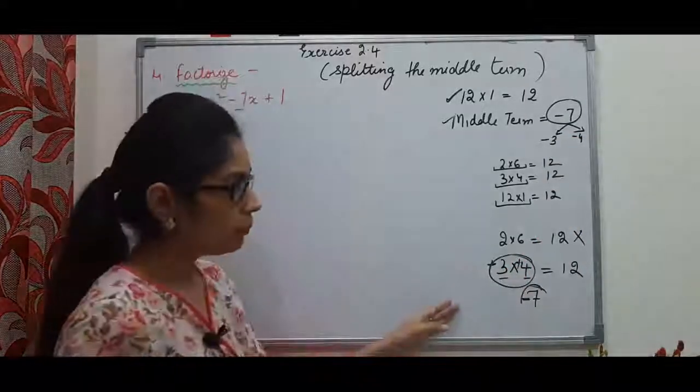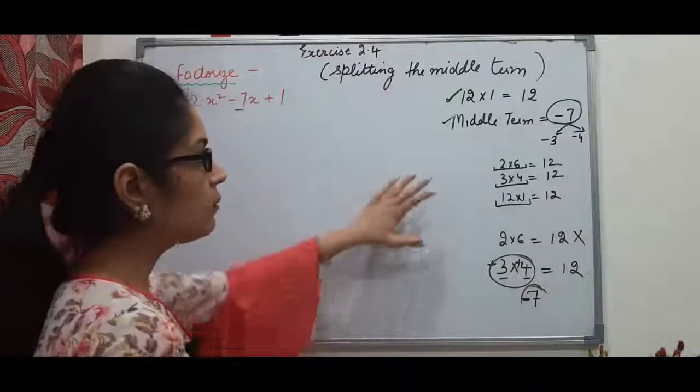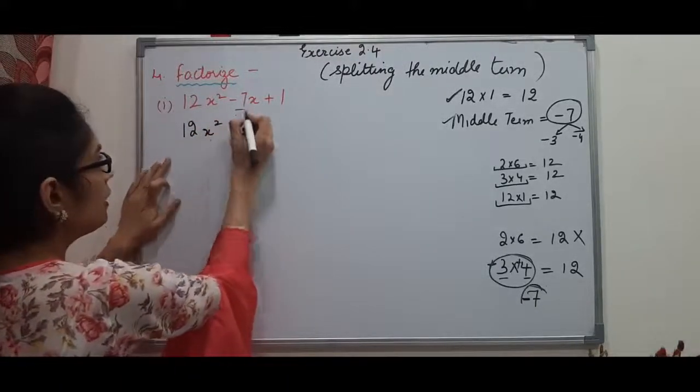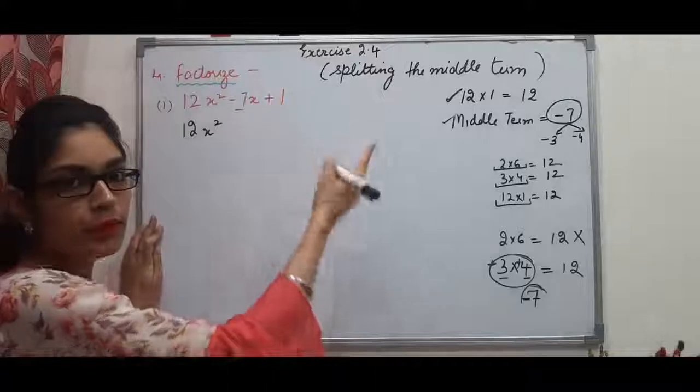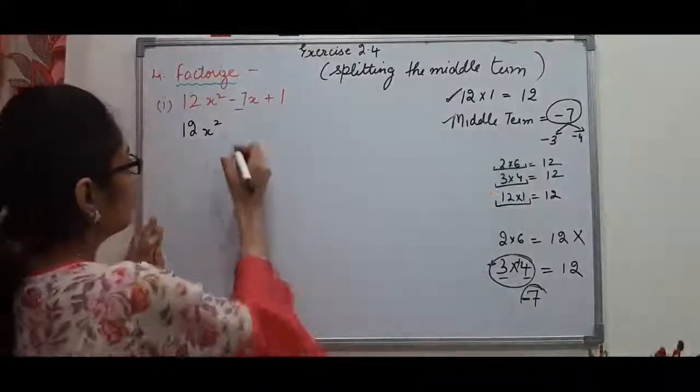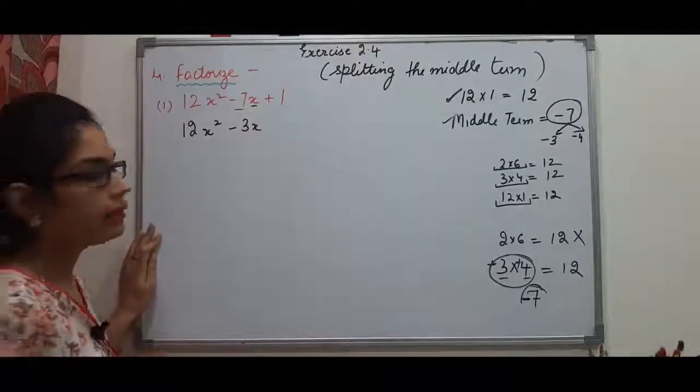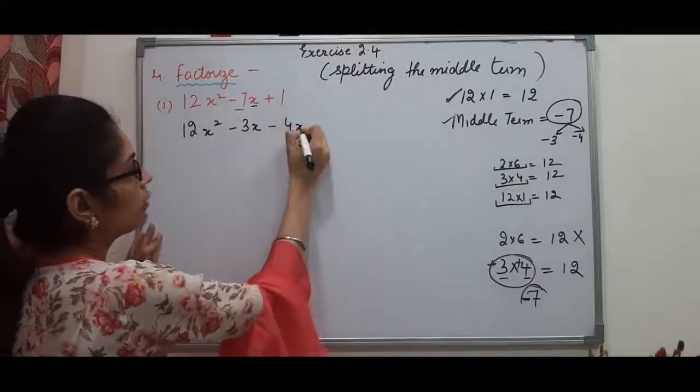So this was the whole process. Now everything is easy, just here we have to write. So first term as it is I will write. In place of middle term now I have to write those two numbers. So I will write 3x. So this variable I have to write now, minus 3x and minus 4x plus 7.